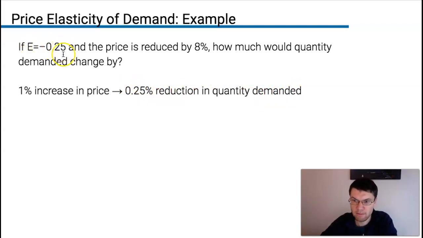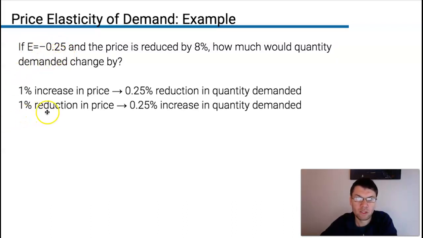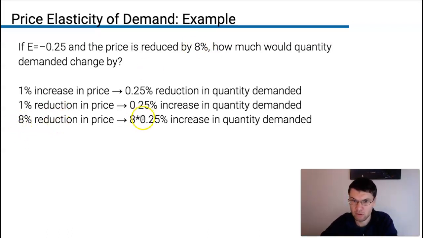We can also flip that definition to talk about reduction in prices. So we can say 1% reduction in price corresponds to a 0.25% increase in quantity demanded. In my example, the price is reduced not by 1%, but instead by 8%. So we need to scale that reduction in price. 8% reduction in price would correspond to 8 times the change that corresponds to 1% reduction in price. So the 8% reduction in price will correspond to 8 times 0.25 increase in quantity demanded. So that's going to be just 2% increase in quantity demanded.